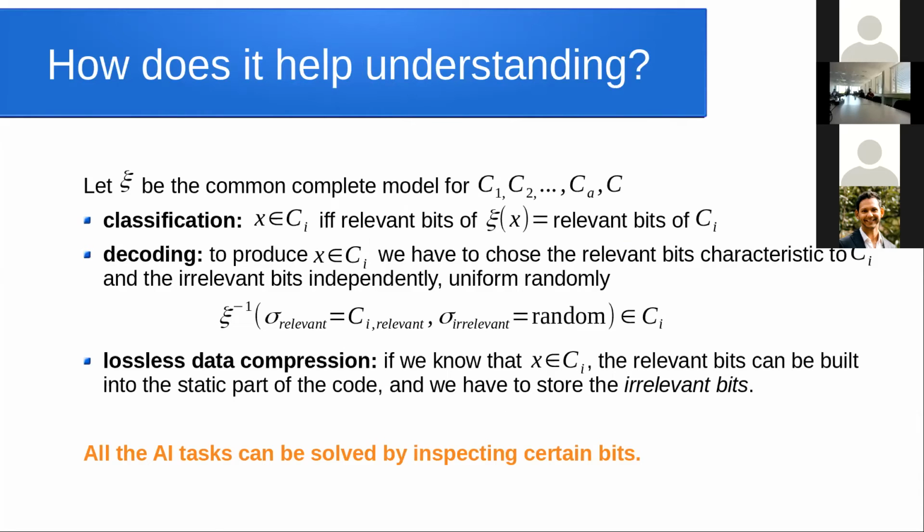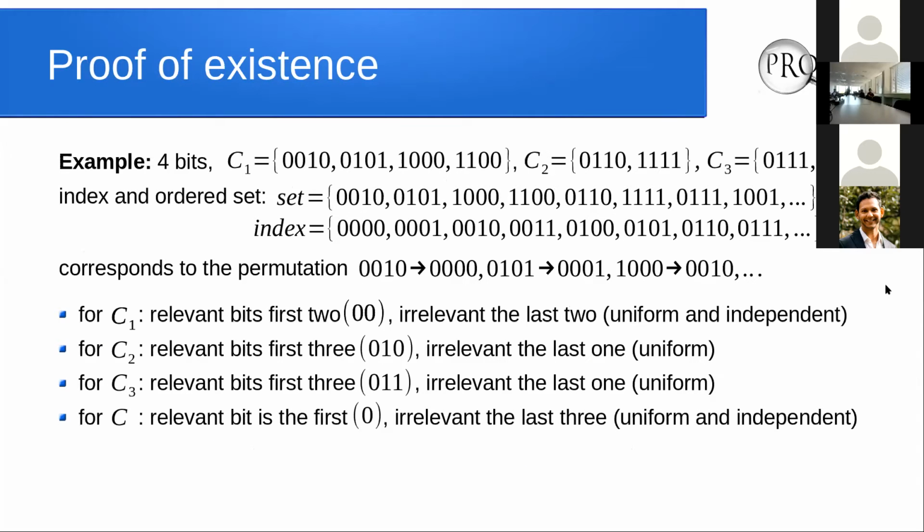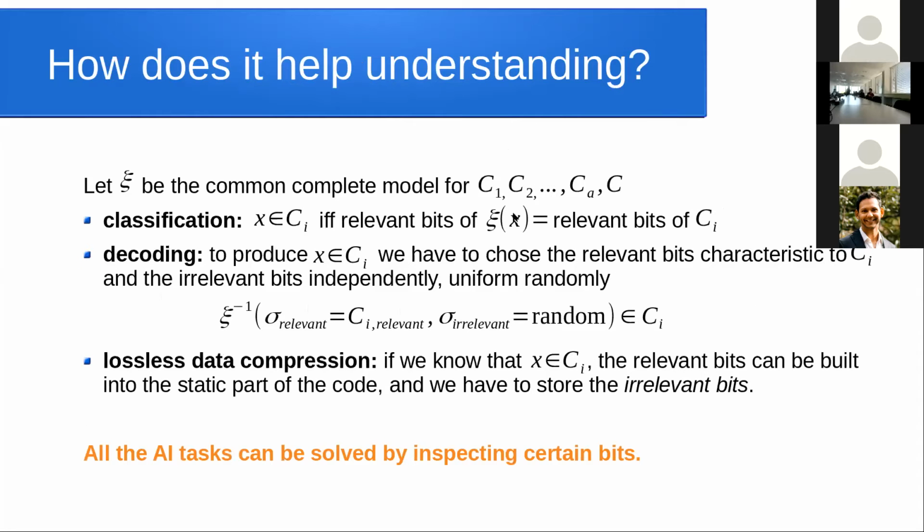Okay, how does it help understanding? For classification, for example, we have to consider only the relevant bits. For example, if we want to ask whether 0101 is an element of C1 or not, then we have to see what is the coordinate of the 0101. It is 00101. And we choose to consider only the relevant bits. So the first two bits are 00, and then we go through, and we see that 00 corresponds to C1. That means that if we know this coordinatization, we have to pick only the relevant bits and this uniquely identifies that subset that this belongs to, or defines that it doesn't belong to any of our chosen subsets.